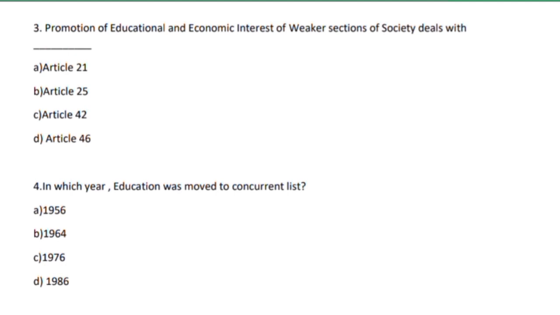Promotion of educational and economic interest of weaker section of society deals with Article 46. Next one. In which year was education moved to the concurrent list? Right answer, 1976.